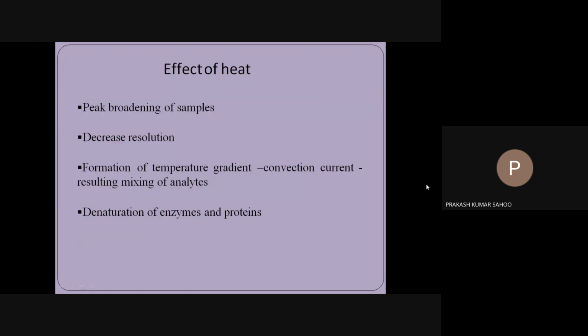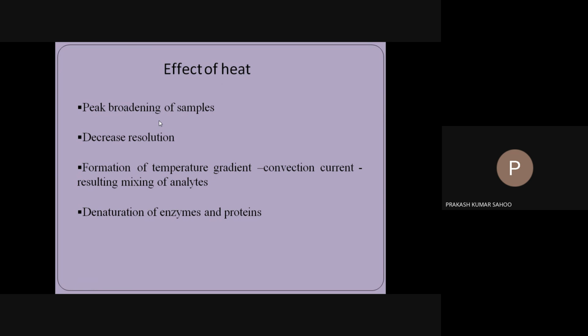So this is the effect of heat, that is, how the thermal effect or heat effect influences the migration of different ions from their respective ends. With this effect of heat, the peak will broaden, so a flat peak will be there, and the resolution will be decreased.